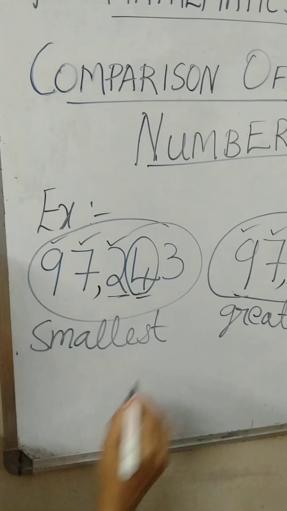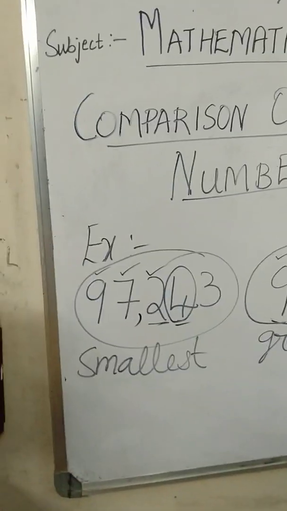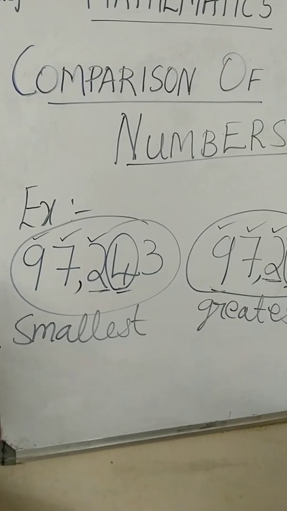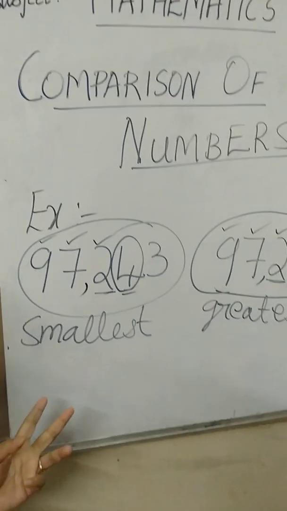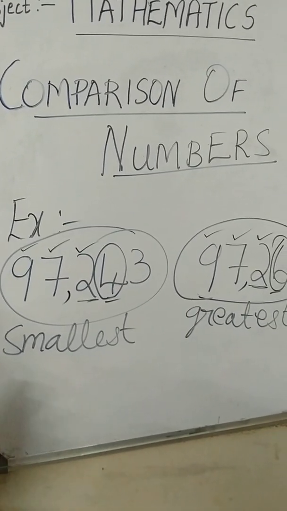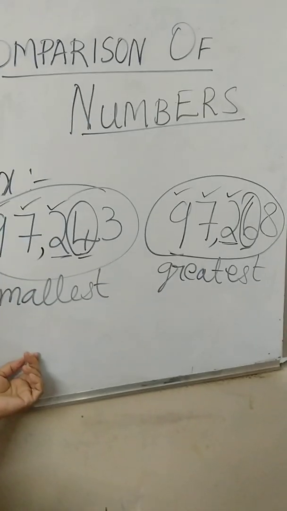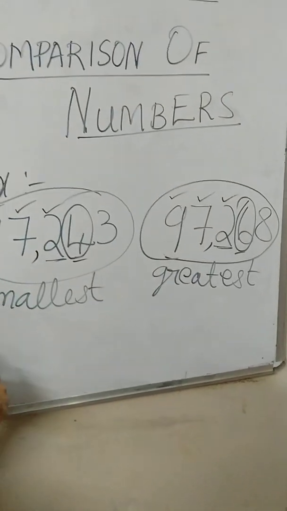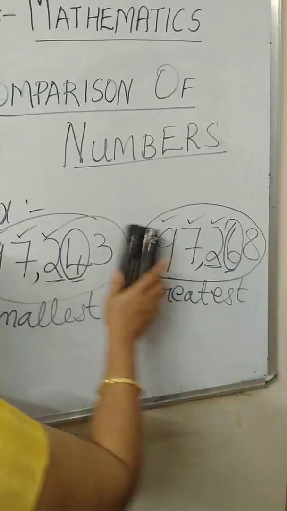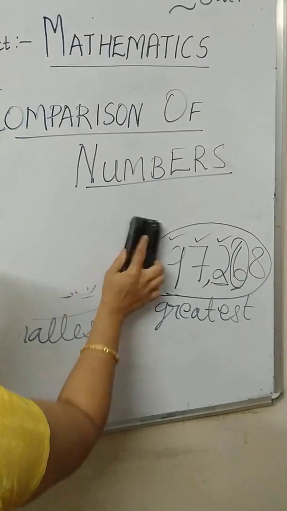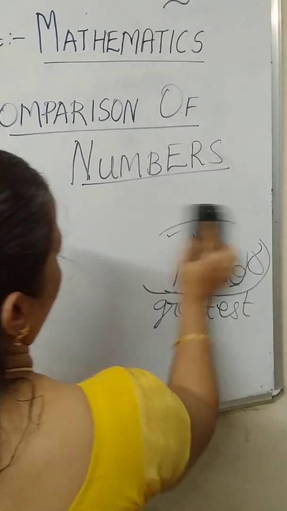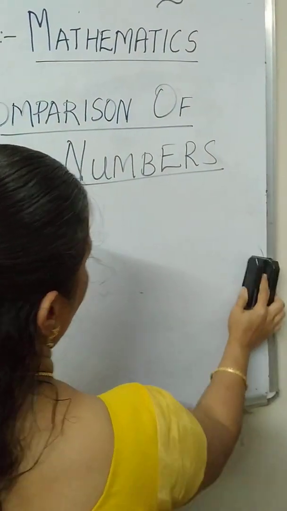So this is the method of comparing any two numbers. Not only for any two numbers, if it is more than 2, 3 or 4, the comparison is the same. The method of comparison is same. Okay. Now let us see 3 or 4 numbers, how to compare these numbers.